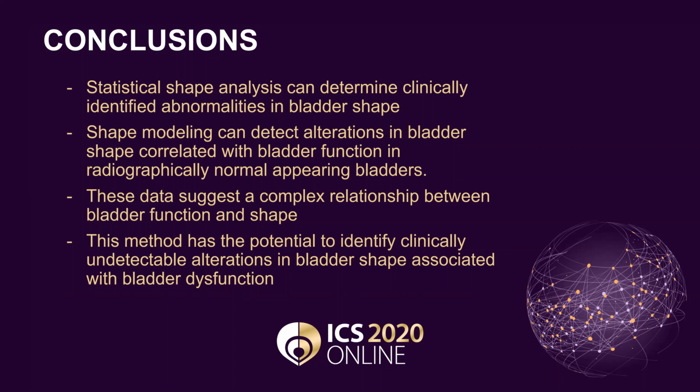Shape modeling can detect alterations in bladder shape correlated with bladder function in radiographically normal appearing bladders. And these data suggest a complex relationship between bladder function and shape. This method has the potential to identify clinically undetectable alterations in bladder shape associated with bladder dysfunction.